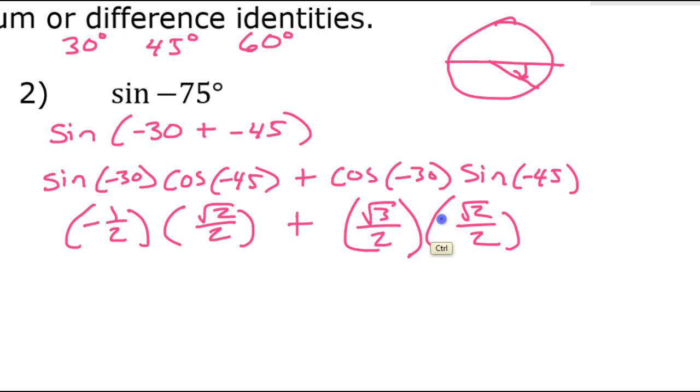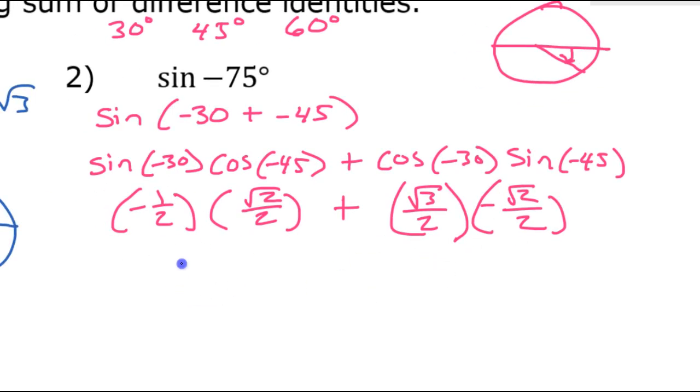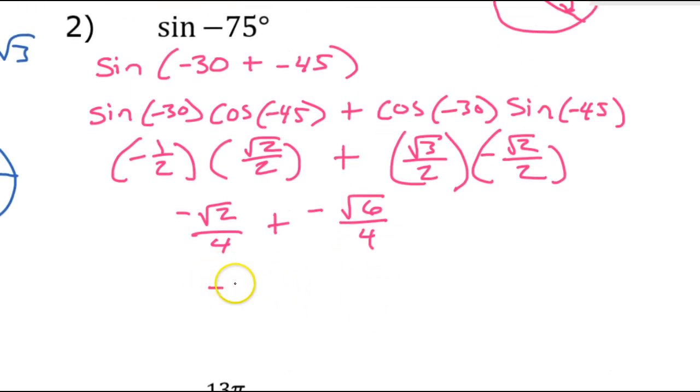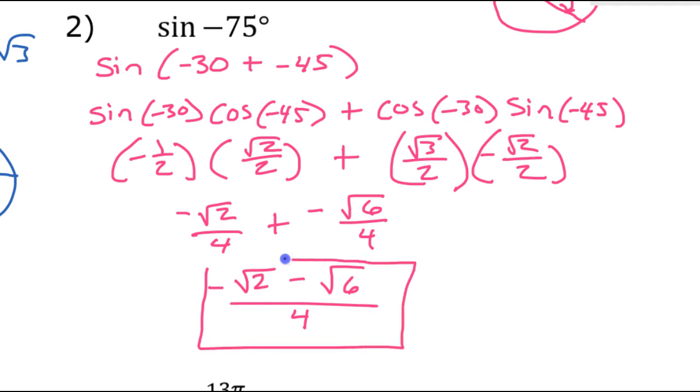But sine of negative 45 degrees will be negative radical 2 over 2 because sine is negative in the fourth quadrant. So now it's just a matter of simplifying this down. So I have negative radical 2 over 4, and I could say plus negative radical 6 over 4, or I could have just said minus. And I'm definitely going to say minus right now. So this is going to be negative radical 2 minus radical 6 over 4. So this is the final answer for problem number 2.